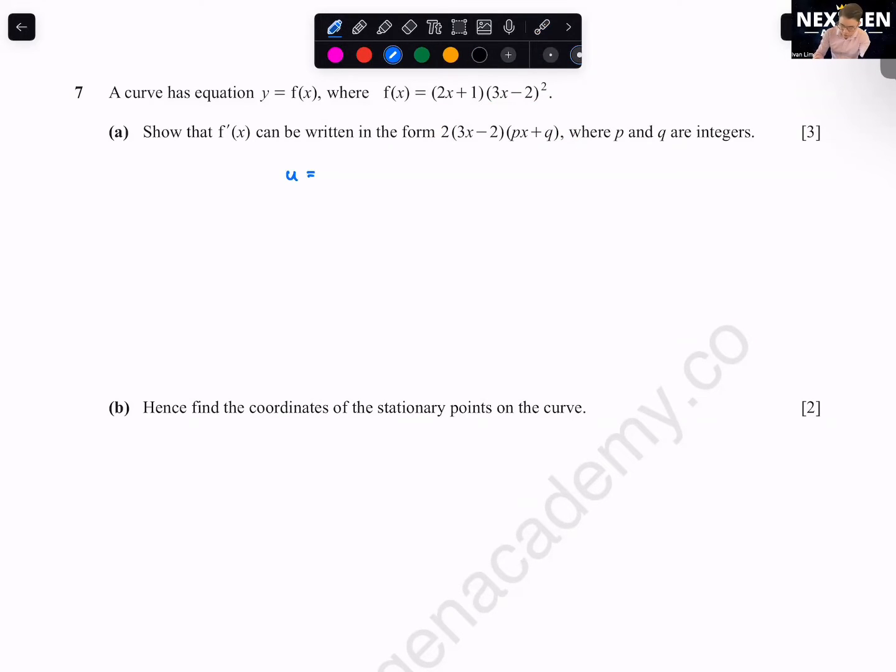So u equals 2x + 1, v equals (3x - 2) squared. We are going to use the product rule over here. So u prime is 2, v prime is 2(3x - 2) times 3. Okay, I'm not going to expand the bracket here first because they want us to factorize. You see here, 2(3x - 2).